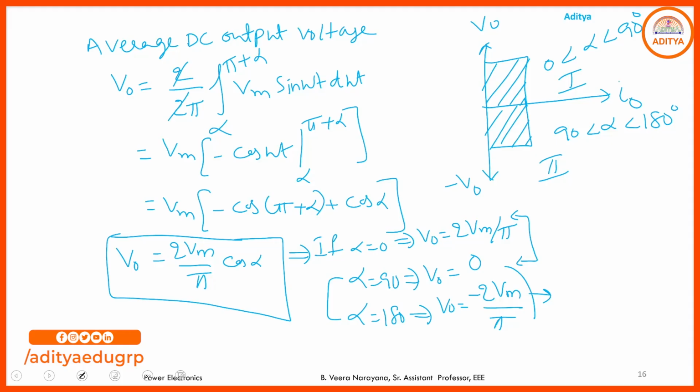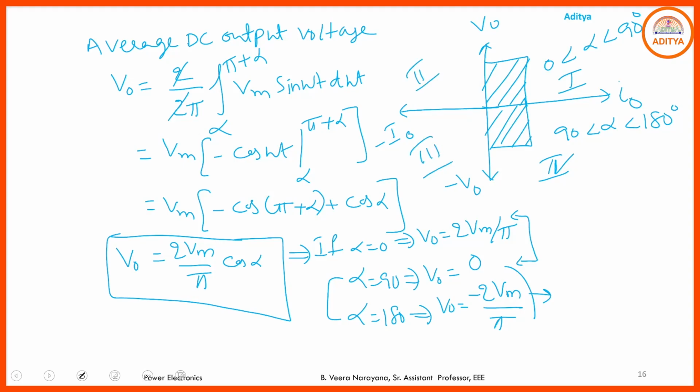So if you go through this bridge type fully controlled converter with RL load, we are able to collect two quadrant operations. Two quadrant means either first quadrant or fourth quadrant. Quadrant means this one, on the V0 and I0 plane. If you consider, this is the first quadrant, this is the second quadrant, here it is the third quadrant, and this is the fourth quadrant.